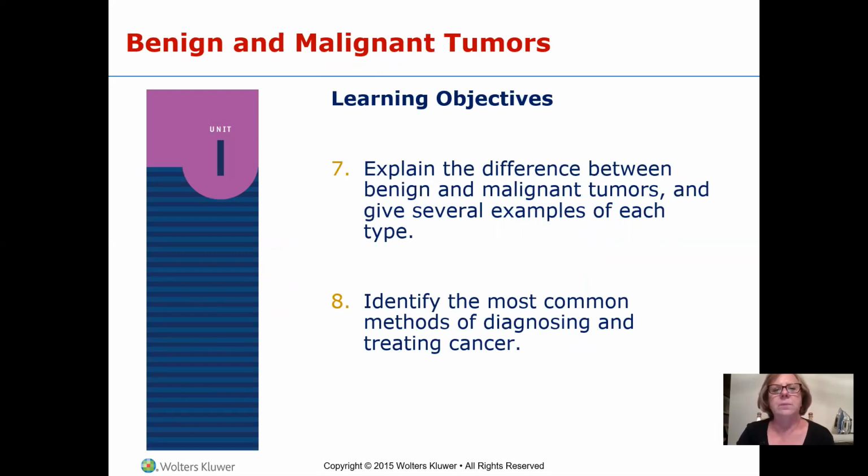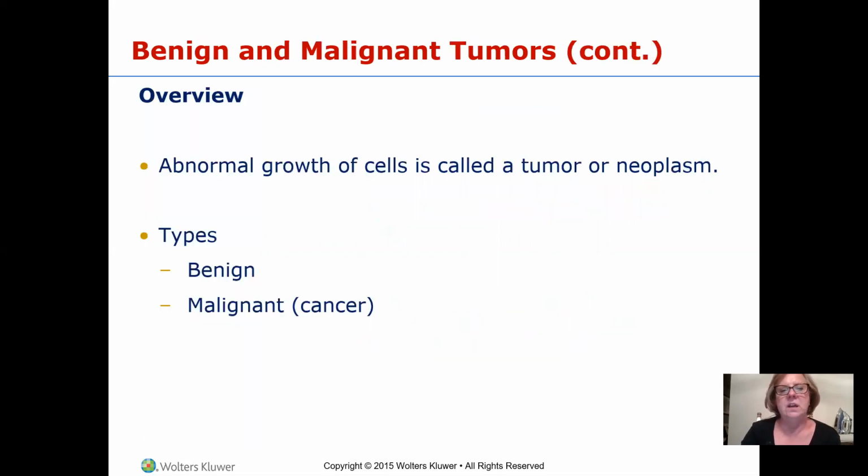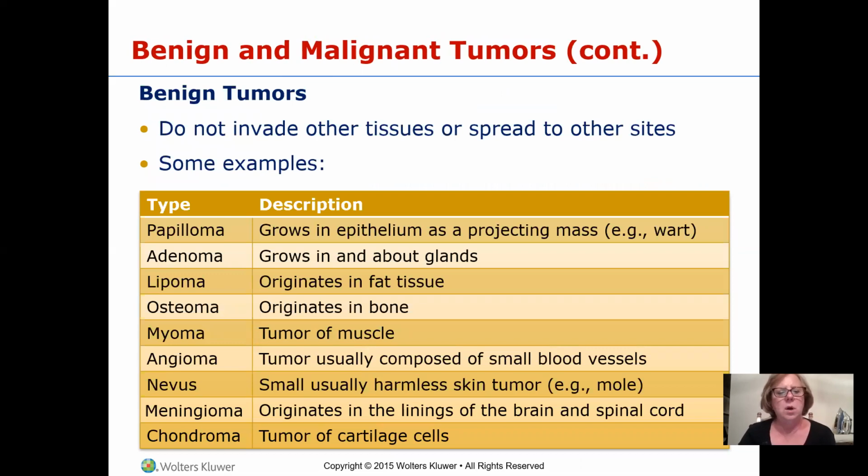So if we look at benign and malignant tumors, benign means that they don't spread, and malignant ones spread, and then diagnosis and treating of cancer. Your abnormal cell growth is called a tumor or a neoplasm. And again, you have either the benign or the malignant type of cancer. These are a list of the benign tumors. Papilloma is like a wart, and it grows in the epithelium, and it's a projecting mass.